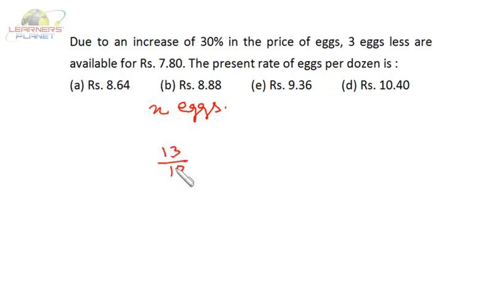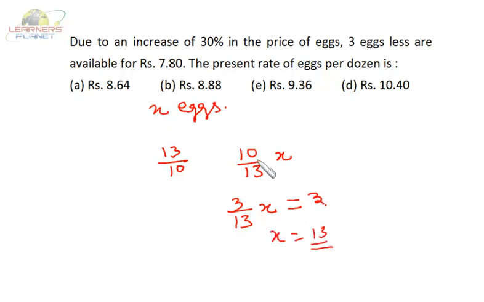So if price is 13 by 10, the consumption will be 10 by 13 of x. If price is double, the consumption is half. That means the consumption is reduced by 3 by 13 of x, and that is equal to 3. That means x is equal to 13. That means initially we were consuming 13x, now we are consuming 10x.